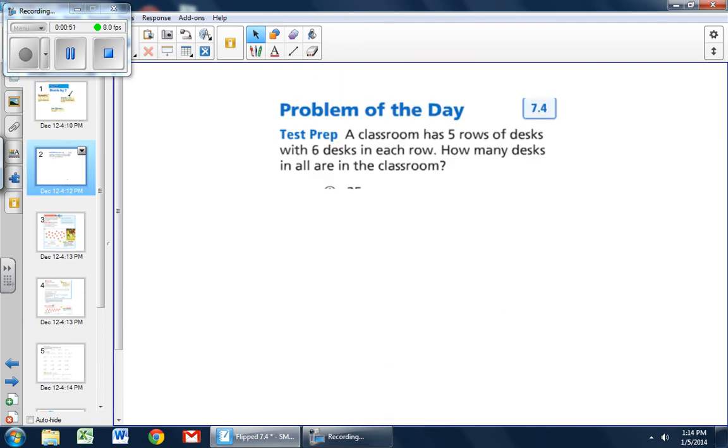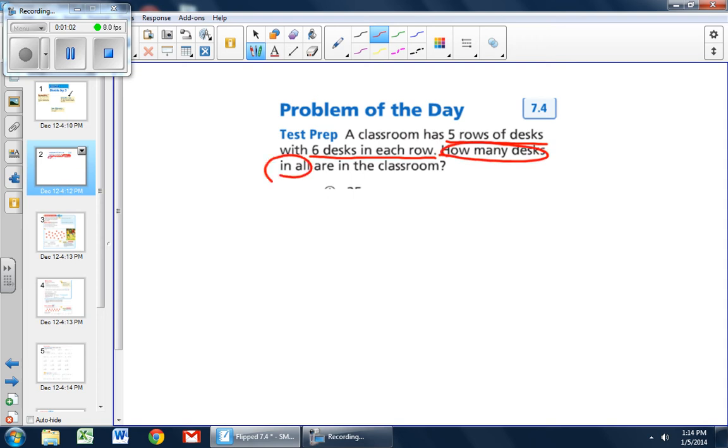A classroom has 5 rows of desks with 6 desks in each row. How many desks in all? So we need to make 5 rows of the 6. So on your math journal, you should have problem of the day written. Here is our lesson number, so that can be on the top. And go ahead and make 5 rows of 6.